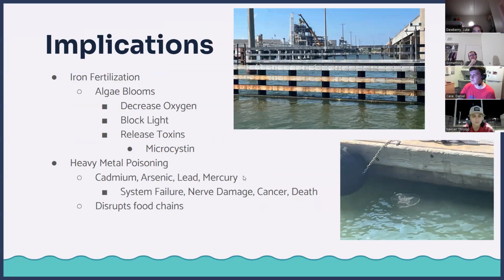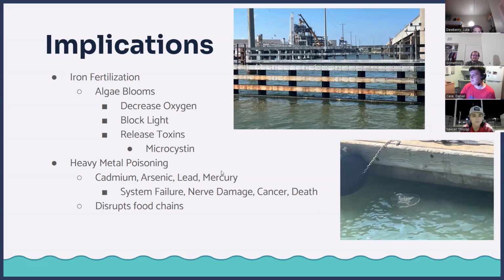The implications of introducing all these hazardous materials are pretty severe. A buildup of iron oxides catalyzes extreme algae growth, leading to harmful algae blooms. Algae blooms significantly decrease available oxygen in the water, block light from reaching below the surface, and release many toxins. The most common is microcystin, which is known for being fatal not just to marine life, but also to terrestrial organisms as well. An increase of heavy metals in the ocean also causes severe heavy metal poisoning.